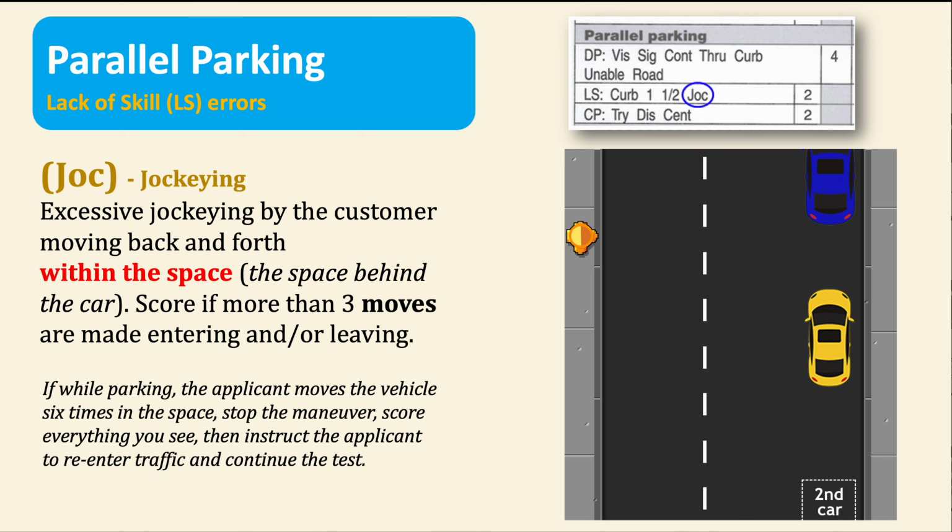So while parking, the applicant moves the vehicle 6 times in the space. Stop the maneuver, score everything you see, instruct the applicant to re-enter traffic, and continue the test. And basically all you're going to see is distance and center, which we'll cover next.